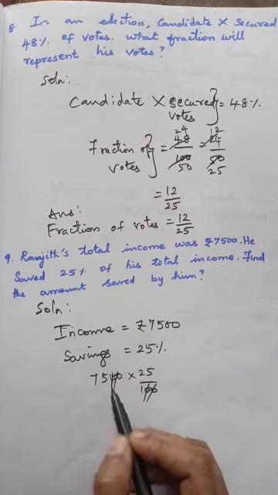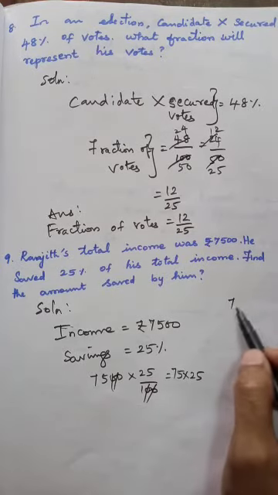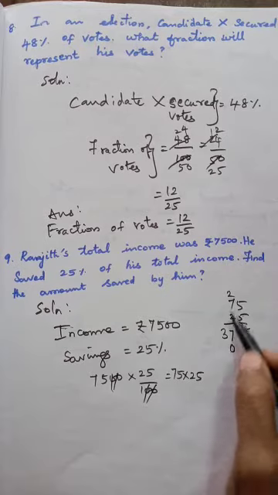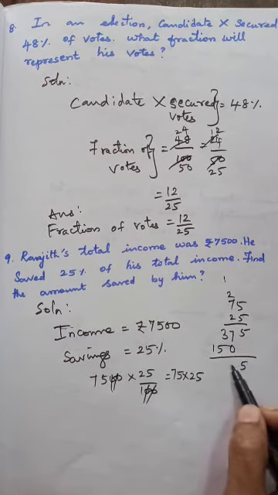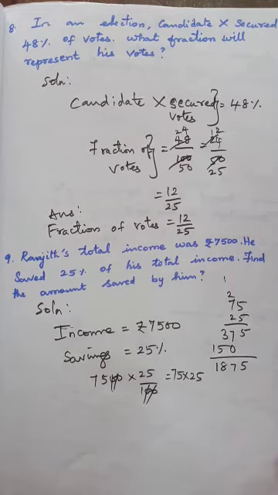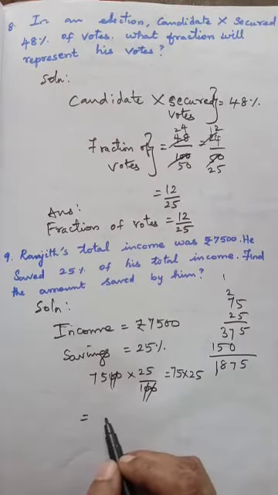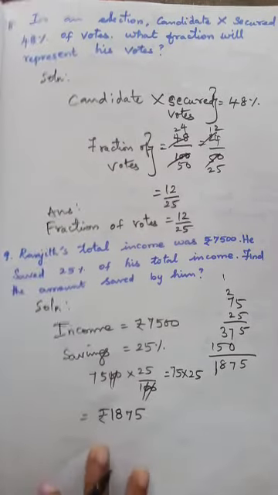The 0, 0 gets cancelled. Then 75 into 25, multiply. 5 5s are 25, remainder 2, 7 5s are 35, 35 plus 2 is 37. 5 2s are 10, 0, remainder 1. 7 2s are 14 plus 1 is 15. So 1, 8, 7, 5. Then how much is he saving? He is saving rupees 1875.